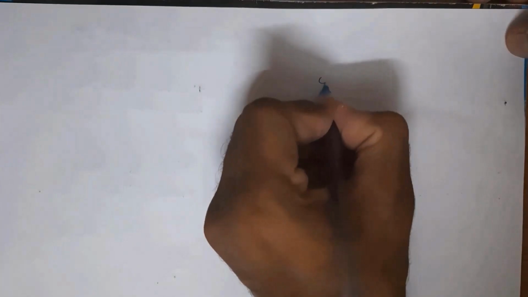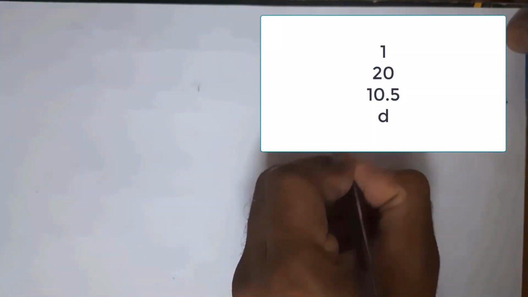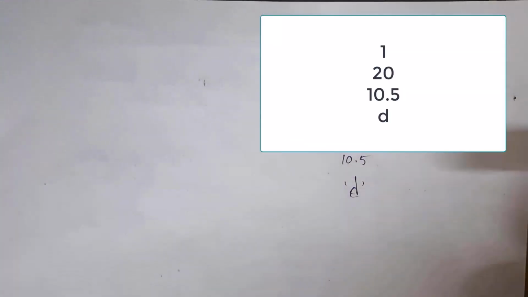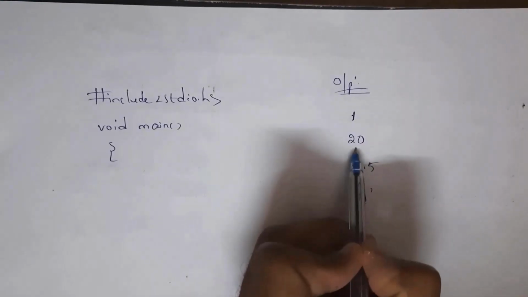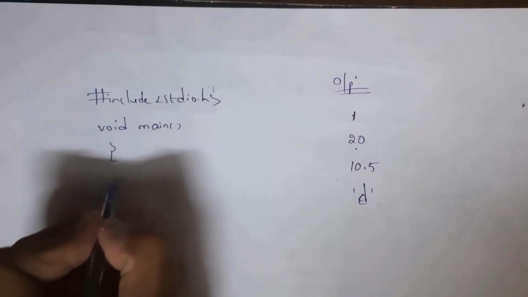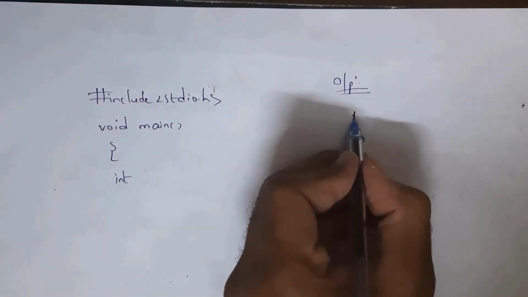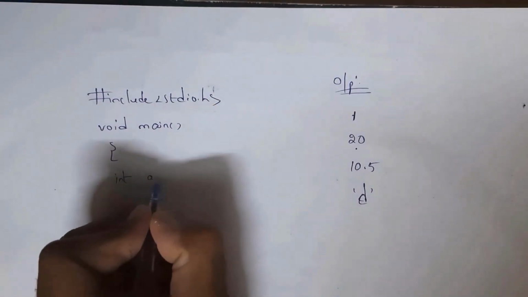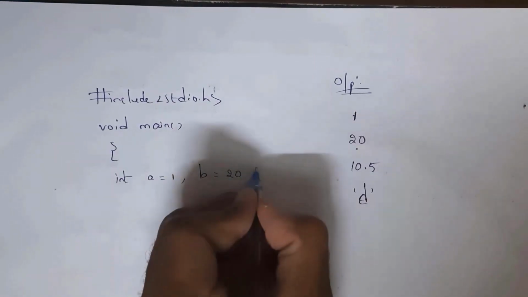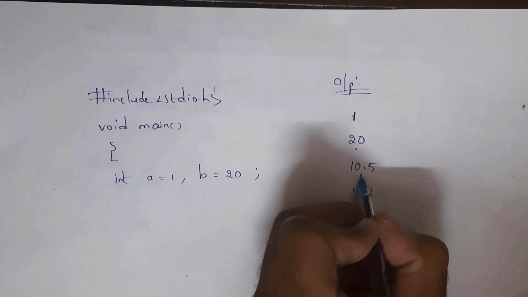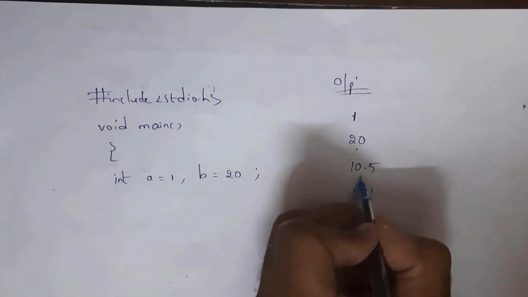For example, I want to get output as 1, 20, 10.5 and d. I want to get this output. For that purpose, I will write a program. This 1 and 20 both are integer values. So I took here data type int. I am storing this value 1 in variable a. So I am taking here a equal to 1, comma, b equal to 20. This 20 is stored in variable b and this 10.5 is float data type. This 10.5 is a float value.